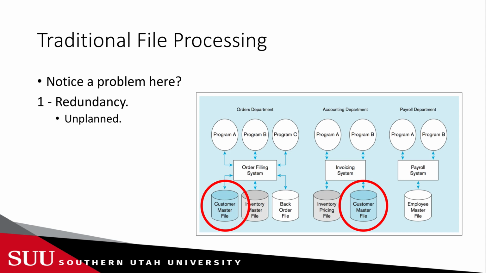And this is what we call unplanned redundancy, because if we look here, these systems are kind of their own separate systems, but then in order for them to access the customer master file, they have to have two copies. So this is what we call unplanned redundancy again. And this is bad because, first of all, it's a waste of storage. And then we will have some inconsistent data formats.